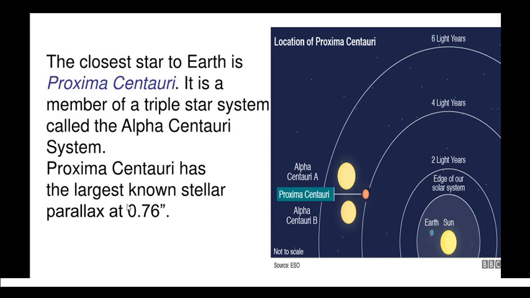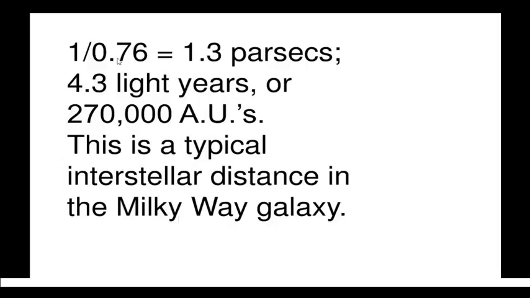Now this Proxima Centauri has the largest known stellar parallax, that is 0.76 arc seconds. So this parallax is 0.76 arc seconds, means what will be the distance to that star? 1 by 0.76, that is 1.3 parsecs, or 1.3 parsecs is equivalent to 4.3 light years. So in this way you can calculate the distance to the star by using the equation d is equal to 1 by p.